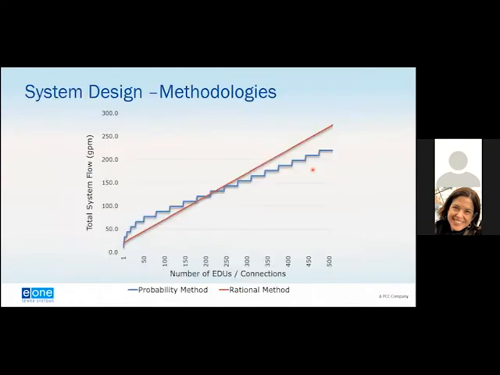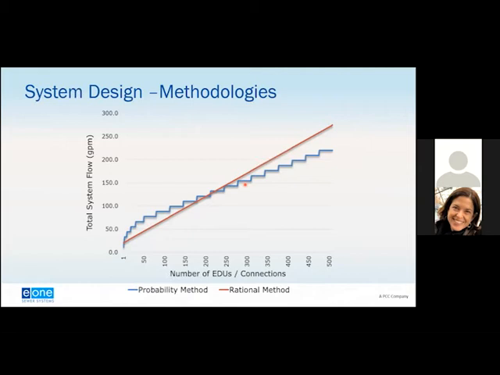But this is the overall methodology. And what we see with this is there's not a lot of difference. If you look at the red curve, which is the rationale method, versus the probability method for semi-positive displacement pumps, they're very similar, particularly if you're looking at 200 to 300 connections, which is a typical pressure sewer system in our experience. So you don't see a lot of variance in what that discharge is going to be.